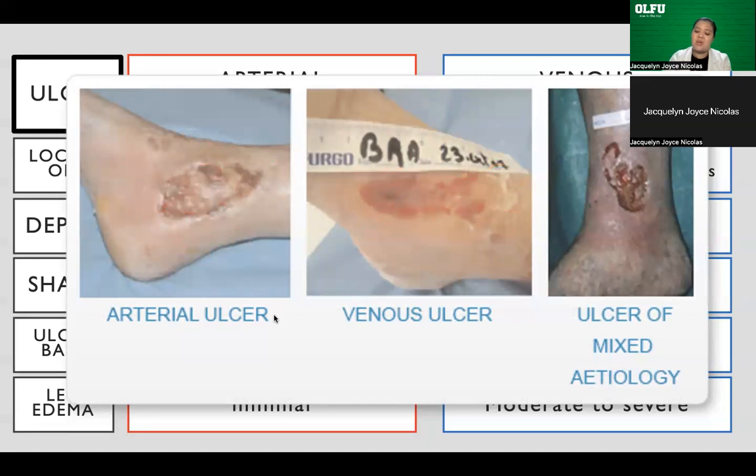Then you have mixed etiology. Ito nakita mo ang characteristic niya, very arterial. Then itong ibang part, very venous naman siya. Okay?